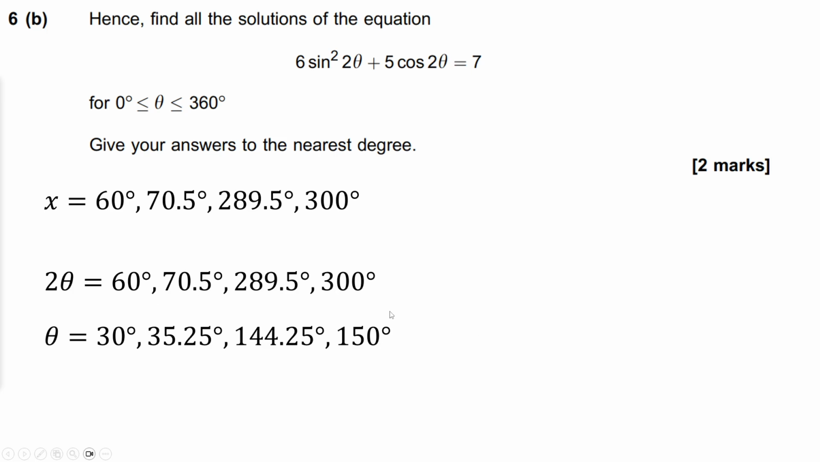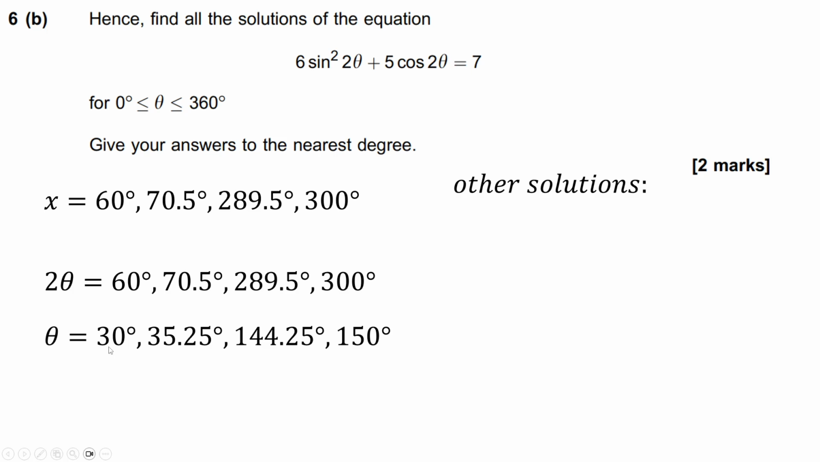Except it's actually not, because when it was just theta, the graph repeats every 360 degrees. But now that it's 2 theta, it repeats every 180 degrees. Hopefully that makes sense. So instead of doing 360 take away these solutions, you do 180 take away them. Wait, oh no, sorry, you do 180 add them because you want to go forward.